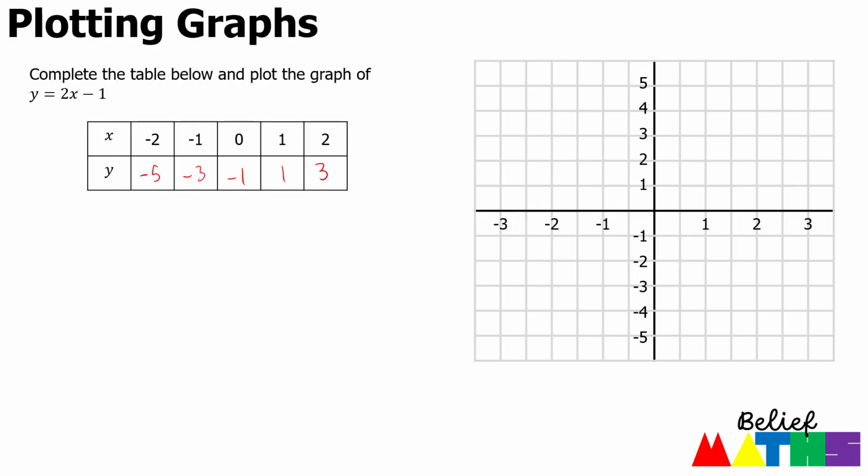Then we can just plot each of these points. So minus 2, minus 5, there's our first point. Minus 1, minus 3, again being as accurate as we can. 0, minus 1, 1, 1 and 2, 3. Then we can just take our ruler and join those up in a nice straight line, because that's a nice equation of a straight line.